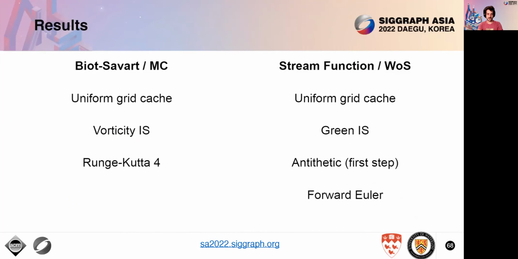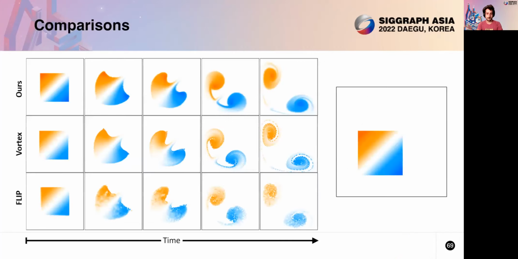Now let's look at some results. Note that all of them use some form of importance sampling. For instance, the Biot-Savart formulation uses the vorticity field as an importance function since it's readily available from the cache. For the stream function formulation, the first step of the Walk-on-spheres gradient estimation uses antithetic sampling, while the rest importance sample the Green's function. For the advection scheme, we use Runge-Kutta and Euler discretization for the Biot-Savart and the stream function approach, respectively.